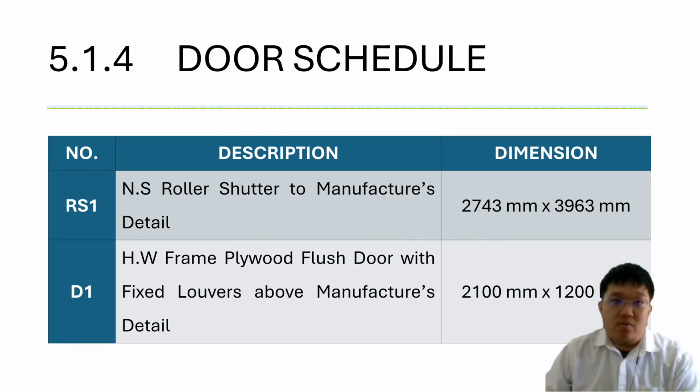This slide shows the door schedule. The project uses standardized door sizes and manufacturer-based specifications, including roller shutter doors, flush doors with flick louvers. Standardization of doors improves installation efficiency and supports IBS simplified construction solutions.